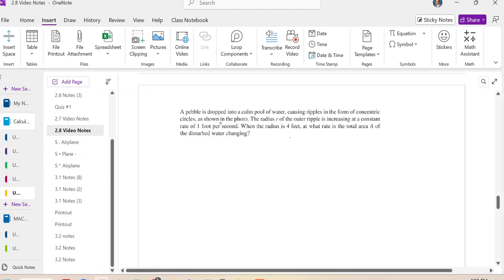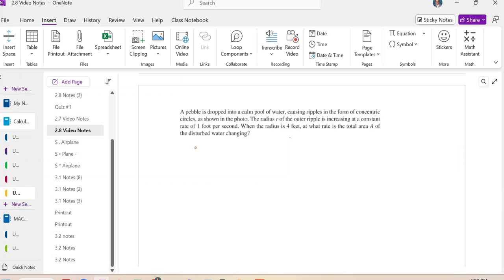So here we have a pebble dropped into a calm pool of water, causing ripples in the form of concentric circles. Concentric circles means that they would have the same center. It says the radius of the outer ripple is increasing at a constant rate of 1 foot per second, so dr/dt is equal to 1 foot per second. When the radius is 4 feet, so r is 4, at what rate is the total area of the disturbed water changing?